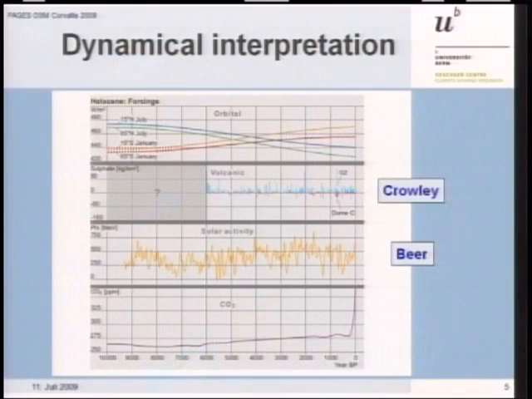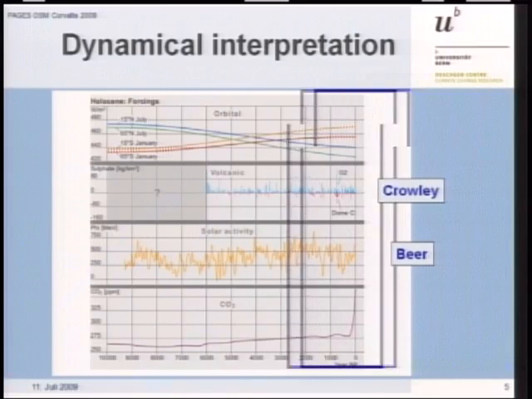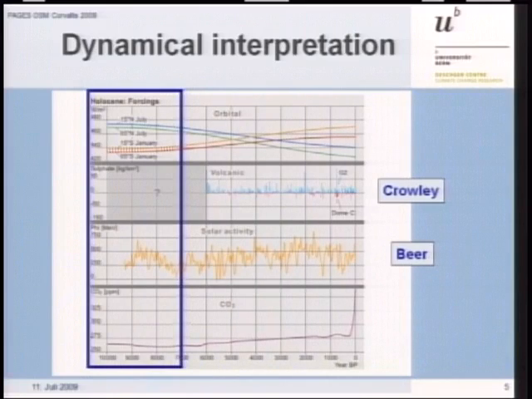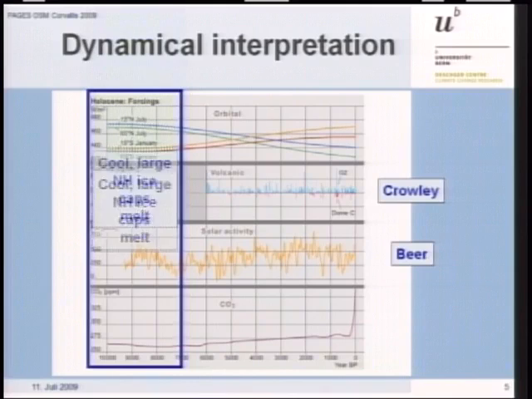And this is a representation of the CO2, just to show the changes in greenhouse gases. If we divide the Holocene again into different periods, we could say we had the first period till about 7,000 BP.